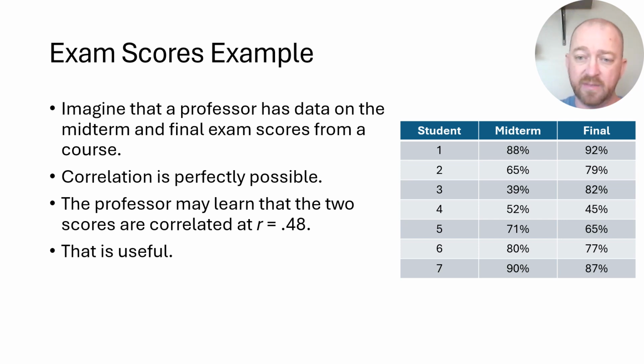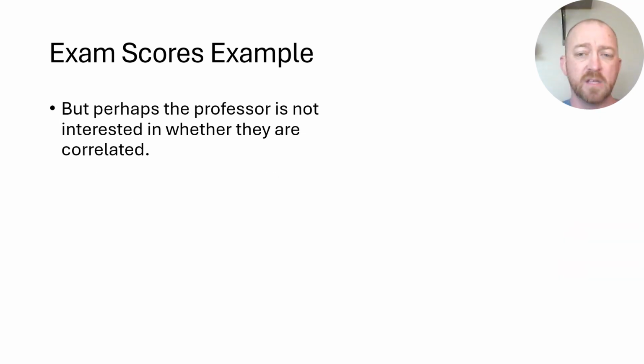So that's useful. That's some potentially useful information, but perhaps that's not the question I want to ask as a professor. So maybe the professor isn't actually interested in whether they're correlated. In other words, they're not all that interested in whether the midterm grade is related to the final grade. In fact, in some ways, that's kind of a silly question because it seems like it should be for sure, right? You shouldn't need to have some evidence that they are related necessarily, but that's fine.